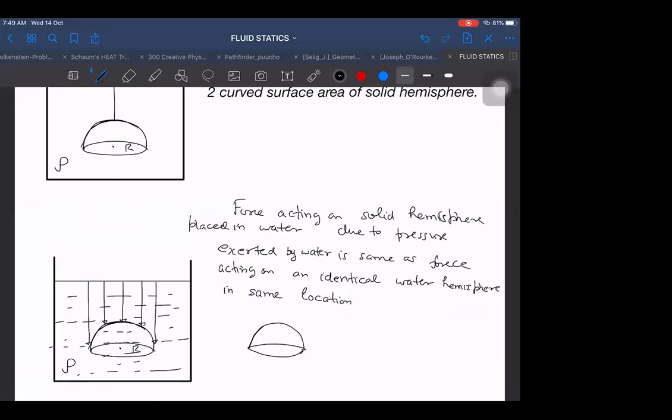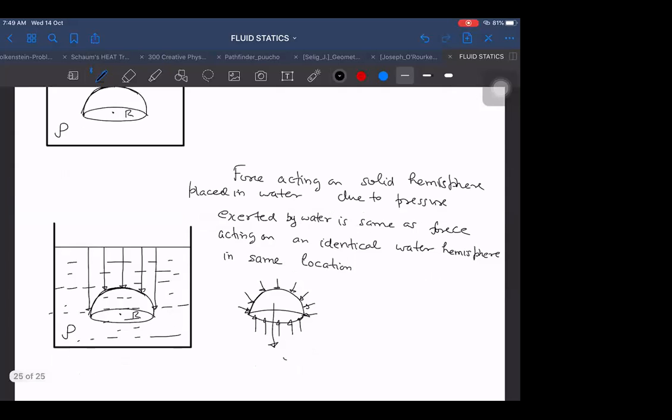And it is easy to determine the force on the water hemisphere. Why is it easy to determine the force due to pressure on the water hemisphere? Reason is that here we know the weight of the water. Yes. Weight of the water is rho into 2 by 3 pi r cube into g. And whatever force is other than that, that force is only due to pressure acting above as well as below.